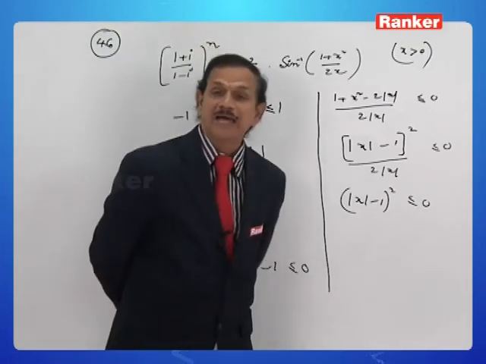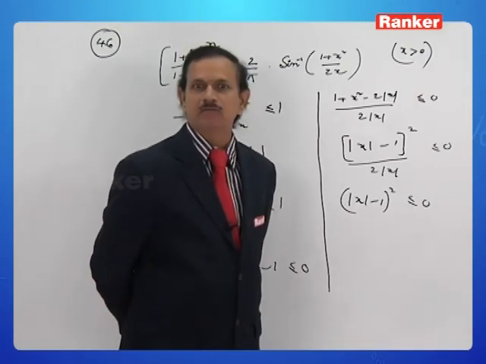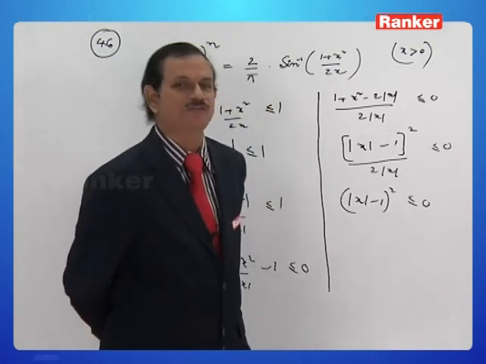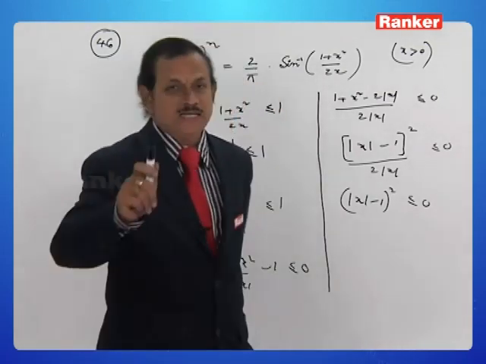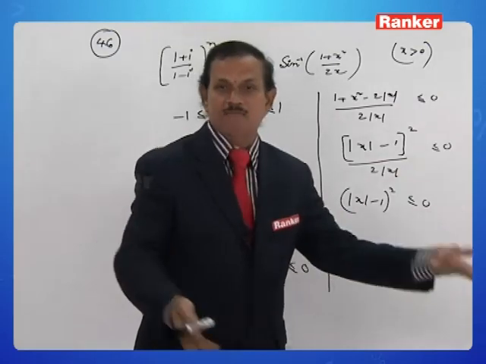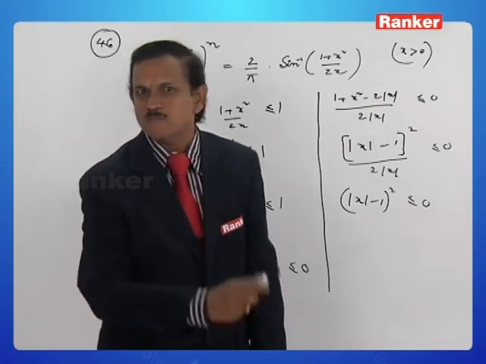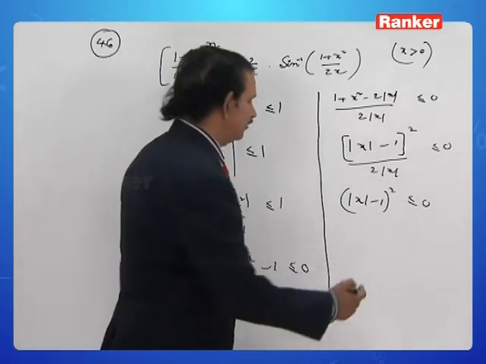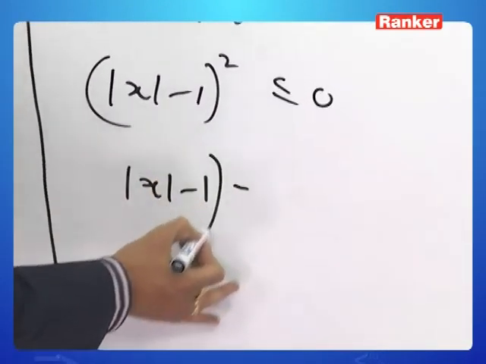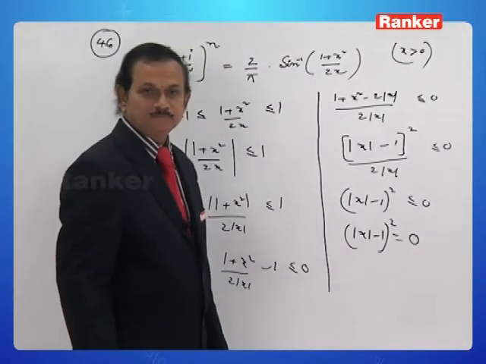Mod x minus 1 whole square is a non-negative real number. And he is saying that it is less than or equal to 0. Here, less than 0 is not possible. The square of a real number cannot be less than 0. It's not possible in the set of real numbers. Hence, what should happen? Mod x minus 1 whole square should be 0 only.